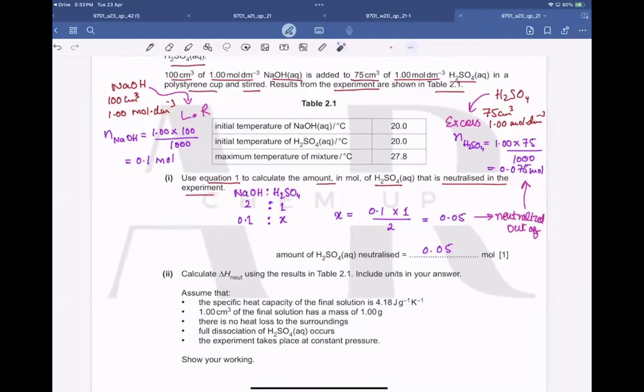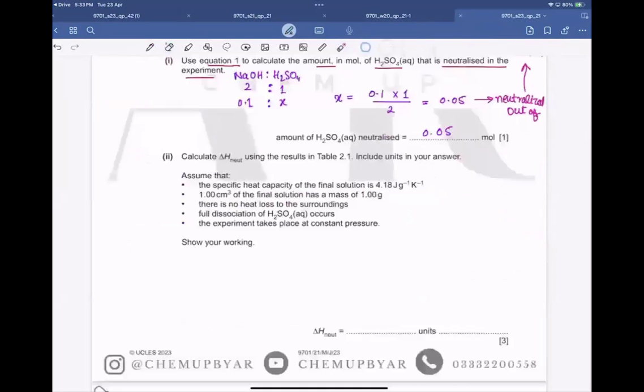Now, calculate the enthalpy change of neutralization using the results in table 2.1. Include units in your answer. Assume that the specific heat capacity of the final solution is 4.18 joules per gram per Kelvin, so it's c. 1 cm3 of final solution has a mass of 1 gram. So see, we got the mass, that mass equals the volume. Whatever the volume that has been used, the same will be the mass.